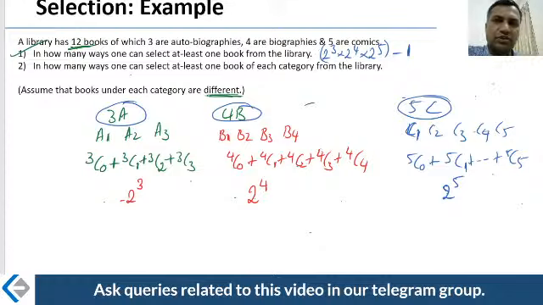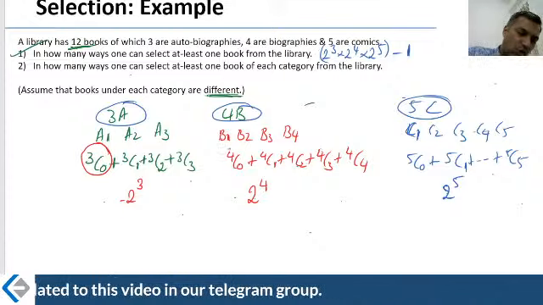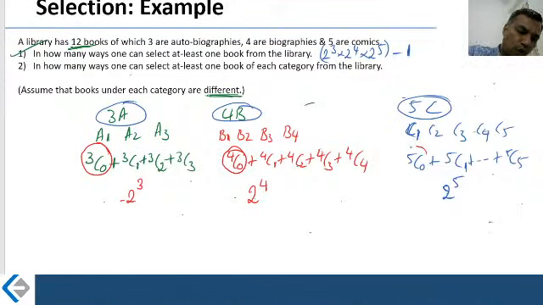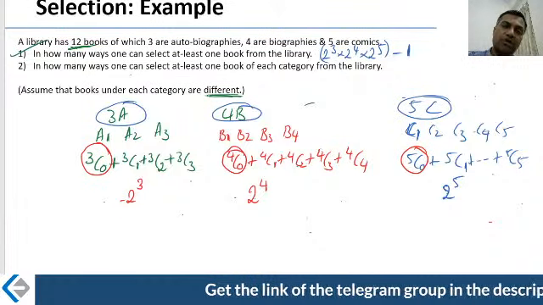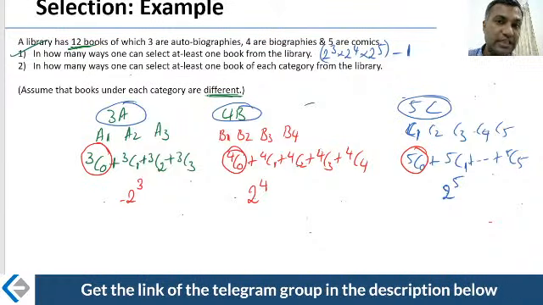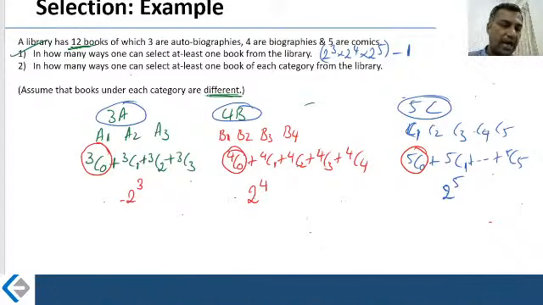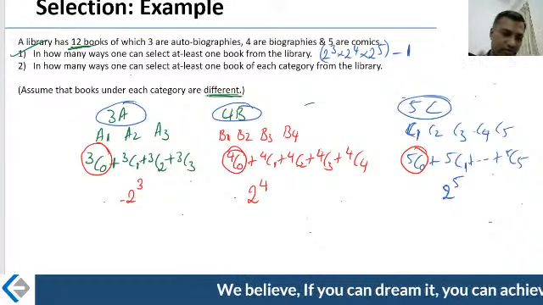You may be wondering where this minus 1 is coming from. What if you said, I don't want autobiography, I don't want biography, I don't want comic? If you say all three in succession, then you would be returning empty handed. But the author said that you can't return empty handed once you enter this library. The author is very clear about it.